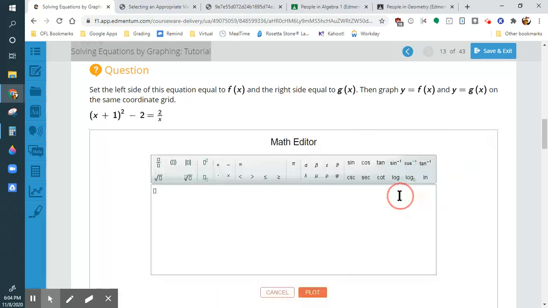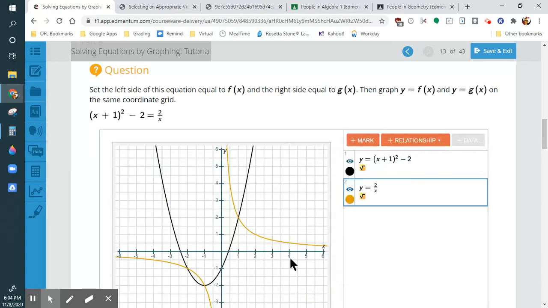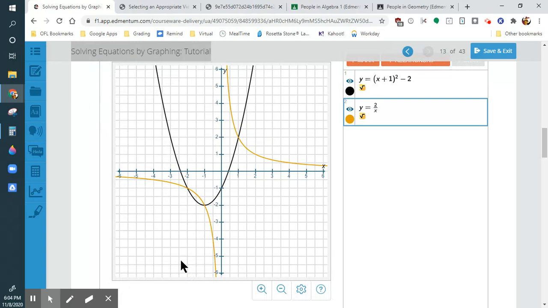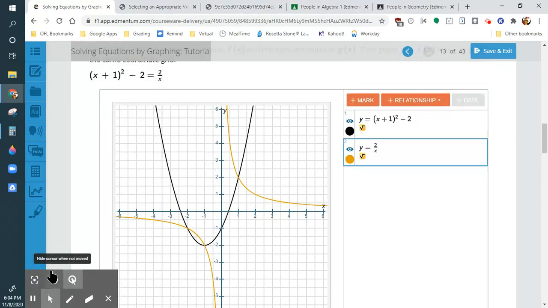So relationship, custom. And this one's easy. This one's just 2 over x. Plot that. So we have 3 answers here that you can see. So we have an answer here and an answer here.